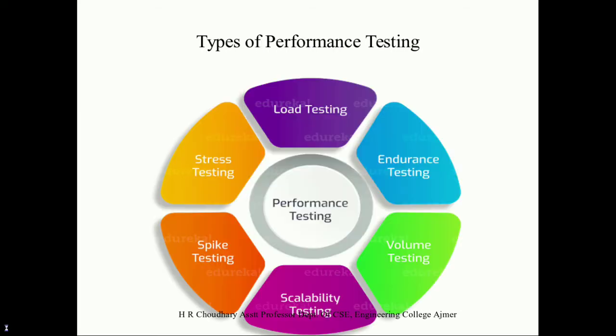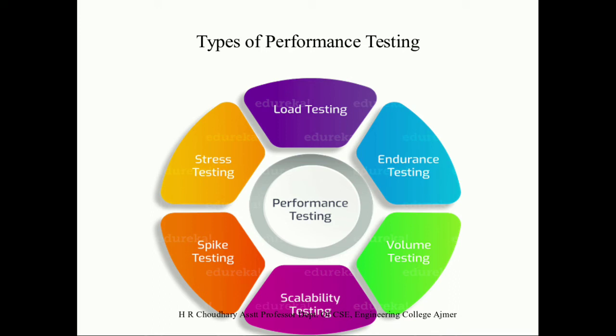Now we look at the types of performance testing. So we can look at the diagram. There are different types of performance testing: load testing, endurance testing, volume testing, stress testing, spike testing, and scalability testing. So these are the types of performance testing. Now we start with load testing. In load testing, we check the application's ability to perform under anticipated user loads. The objective is to identify the performance bottlenecks before the software application goes live.